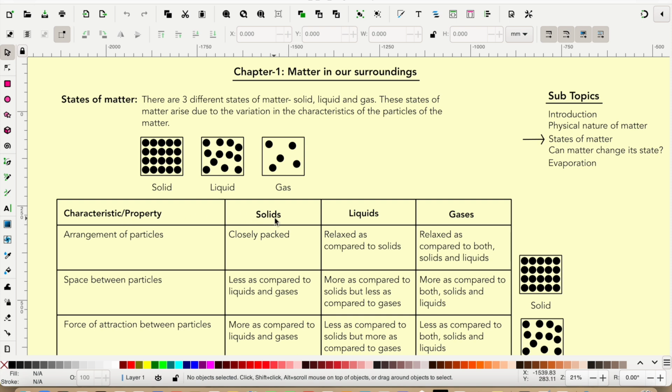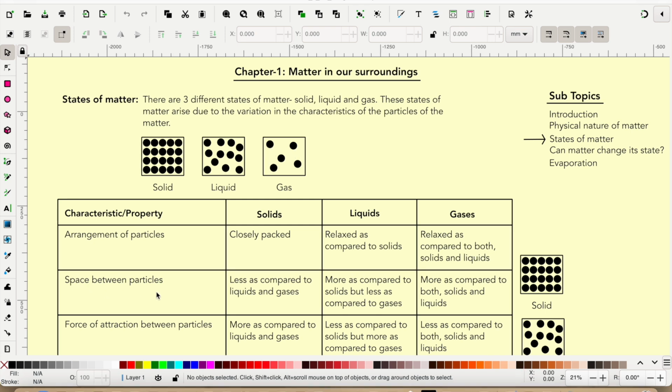Now we will do a comparative study based on various characteristics or properties. It is clear from this figure that the number of particles in a fixed volume is maximum in solids and minimum in gases. That means the density of solids is maximum and the density of gases is minimum. The first property is arrangement of particles. You can see particles in solids are very close to each other, whereas particles in gases are far apart.